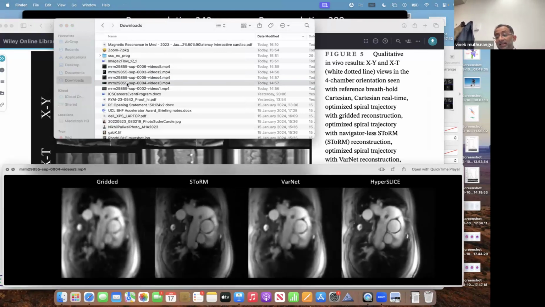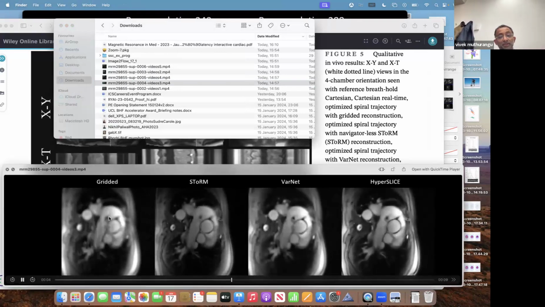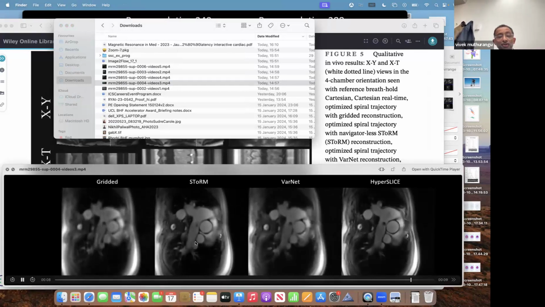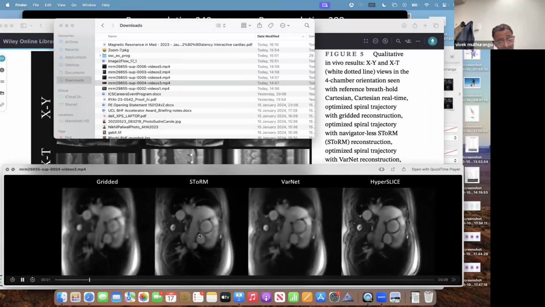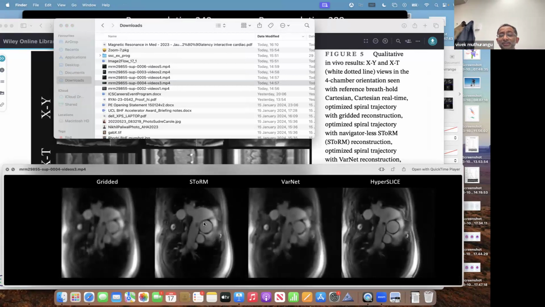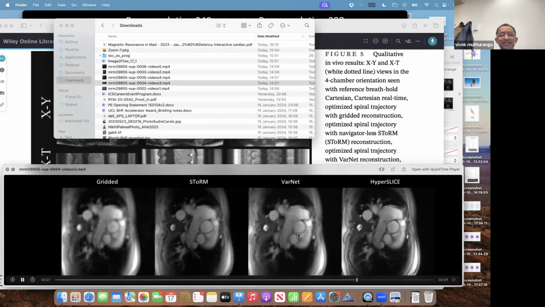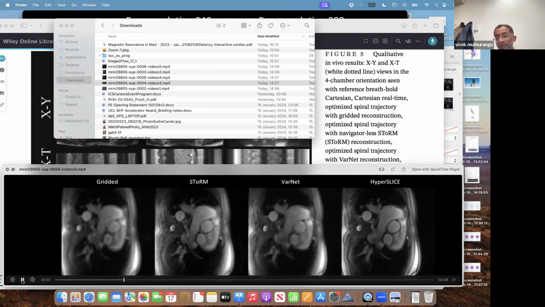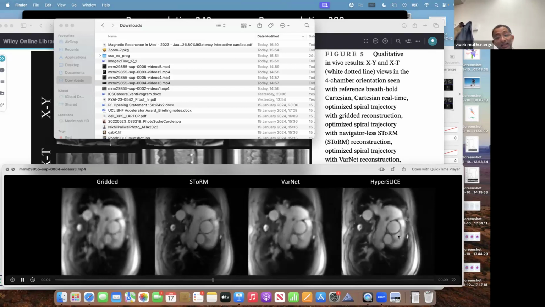Okay, so this is actually during catheterization. So here we have the gridded image. Storm, not bad, but has the usual CS artifacts. A little bit of temporal blurring, a bit of weird spatial stuff going on. VARNet, actually not that dissimilar to Storm, very similar, not bad, but not perfect. And then HyperSLICE, and it just looks great.